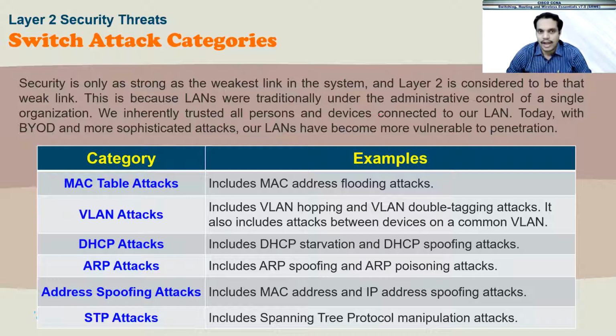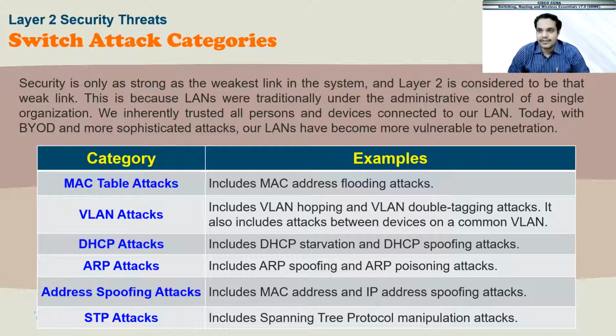Security is only as strong as the weakest link in the system, and layer 2 is considered to be that weak link. This is because LANs were traditionally under the administrative control of a single organization. All the internal people are trusted, and also the devices connected to our LAN. Today, the problem is BYOD, bring your own device, and more sophisticated attacks. Our LANs have become more vulnerable to penetration.